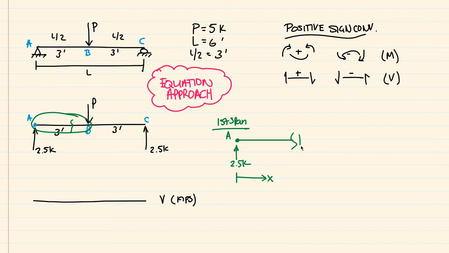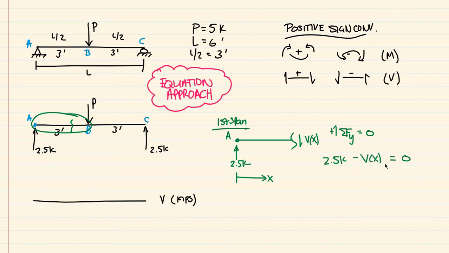So if I go ahead and draw our positive shear sign convention here on the right side of this cut, and I'm just going to say this is V of x, so this shear is going to be a function of x. Then I can sum the forces in the y direction equal to 0, and I can see that I have a positive 2.5 kips there, and then minus V of x is equal to 0.